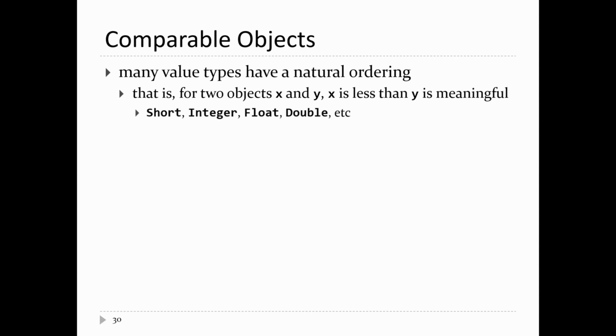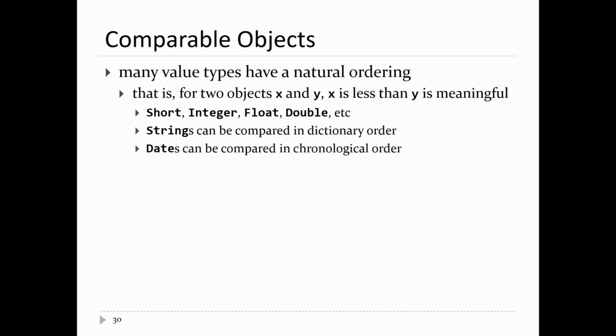Of course, for the numeric types, this makes sense. For strings, this makes sense if you want to compare strings in dictionary order. Dates, obviously, you can compare in chronological order. Now, what about points? Because we're using the Point2 class as an example. There are many different ways you can compare points. One of them might be by their distance from the origin. So if one point is further from 0, 0 than the other point, we'll say it's greater than the other point.